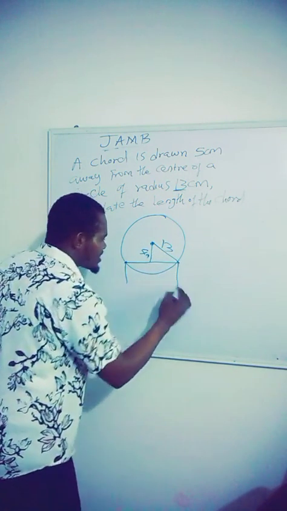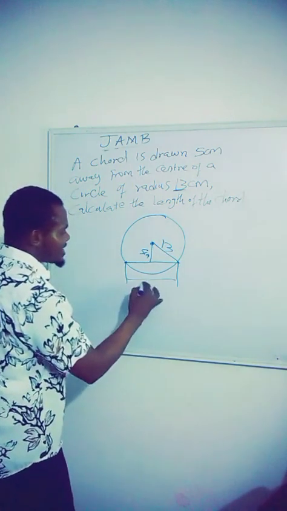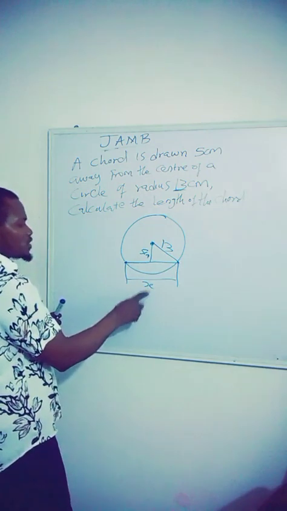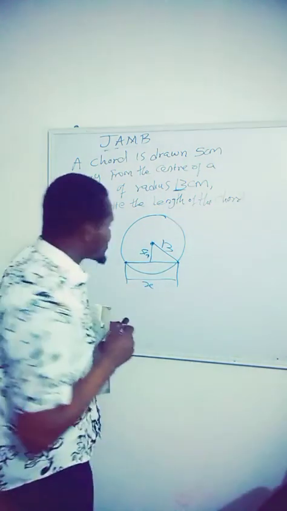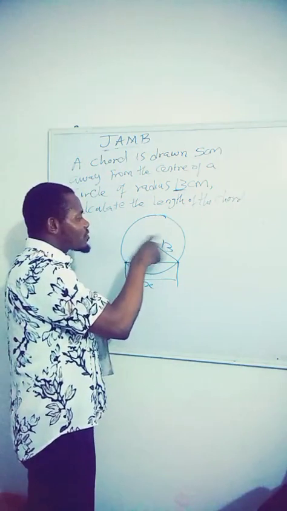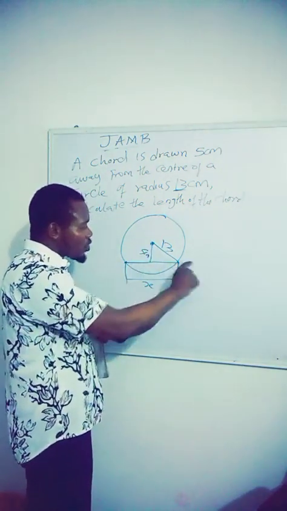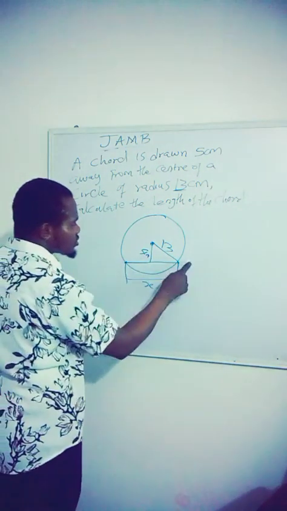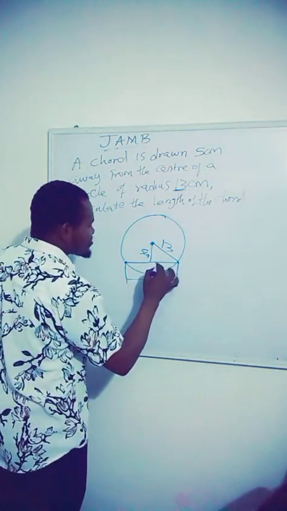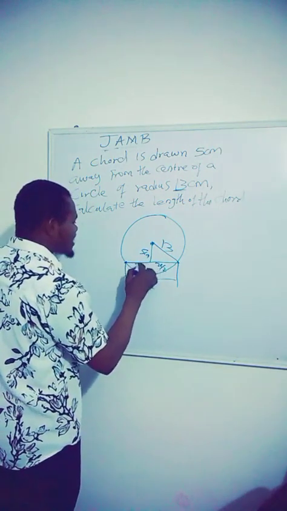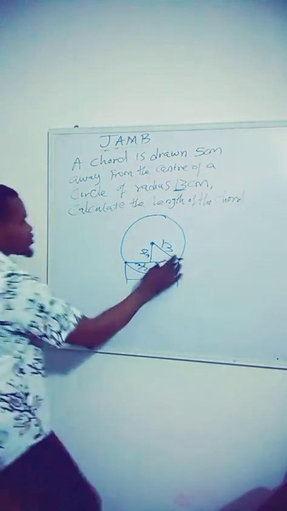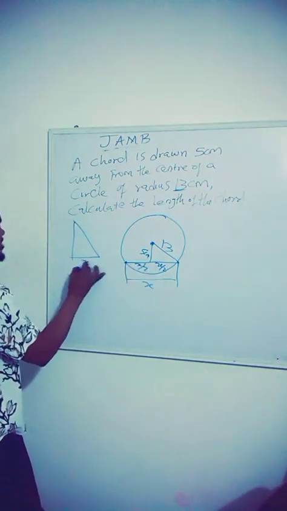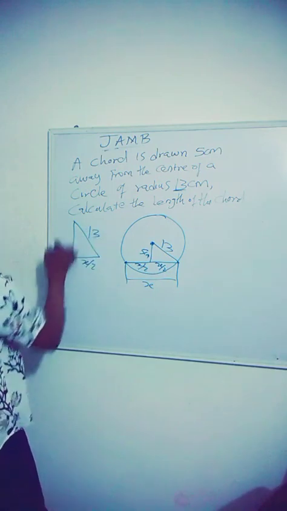We are asked to calculate the length of the chord, which we don't know. We say let it be x. There is a theorem that says that the line that runs from the center of the circle perpendicular to any chord divides that chord into two equal parts. So one side will be x over 2, another side will be x over 2. If you bring this outside, this place is x over 2, here is 13, and here is 5.